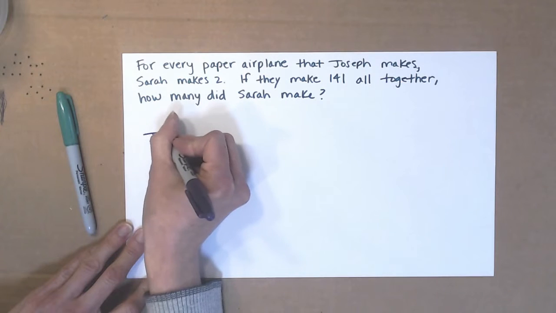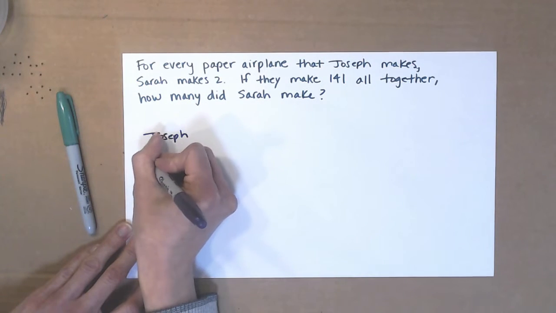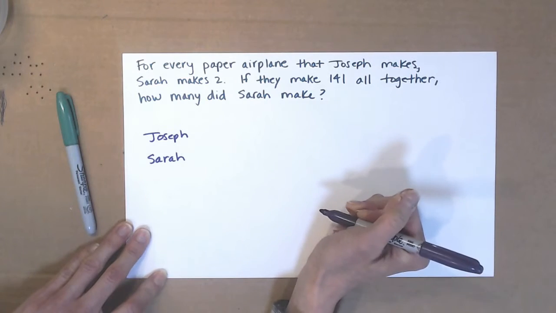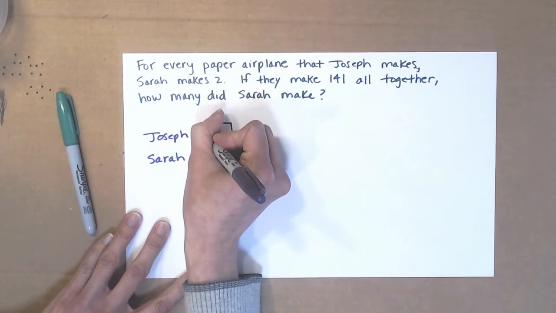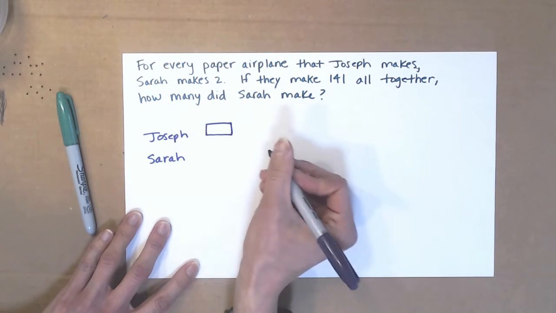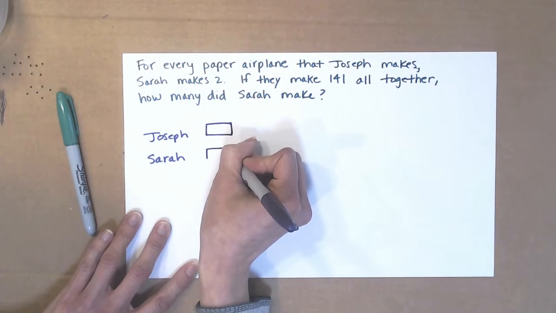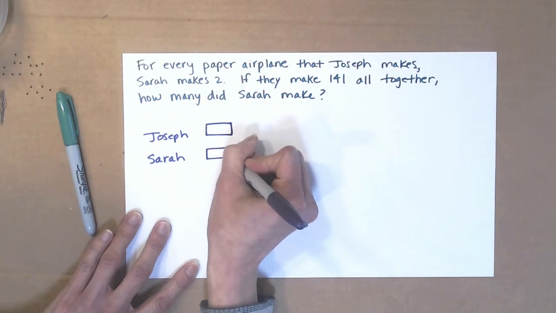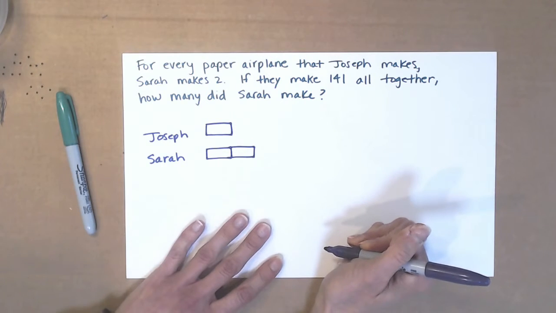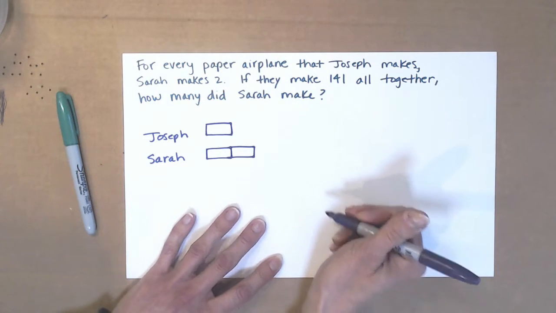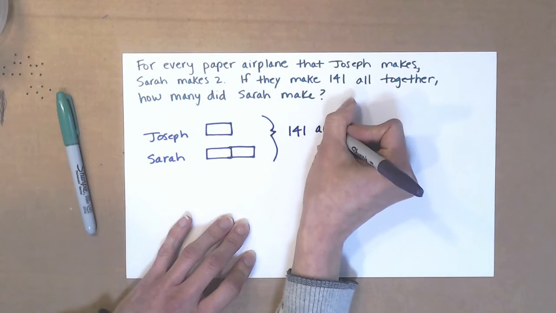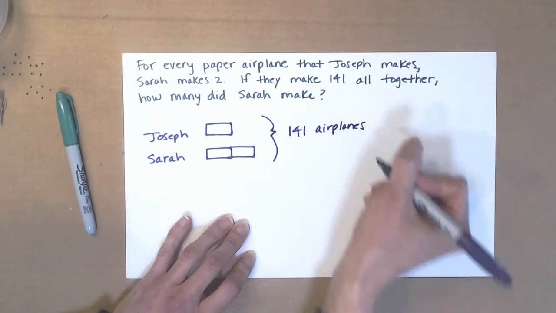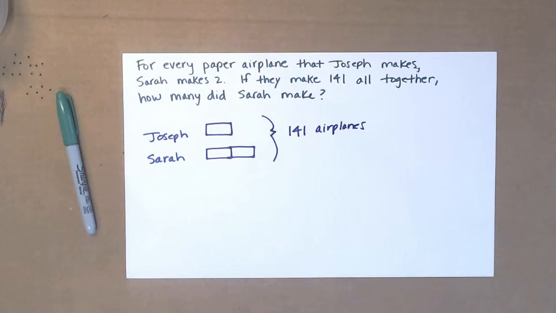So let's label our 2 people here, Joseph and Sarah. And it says for every paper airplane that Joseph makes, this will represent the number of paper airplanes that Joseph makes. And Sarah makes twice as many. There. We also know that they make 141 altogether. 141 airplanes. Now, what do we need to know? We need to know how many did Sarah make?